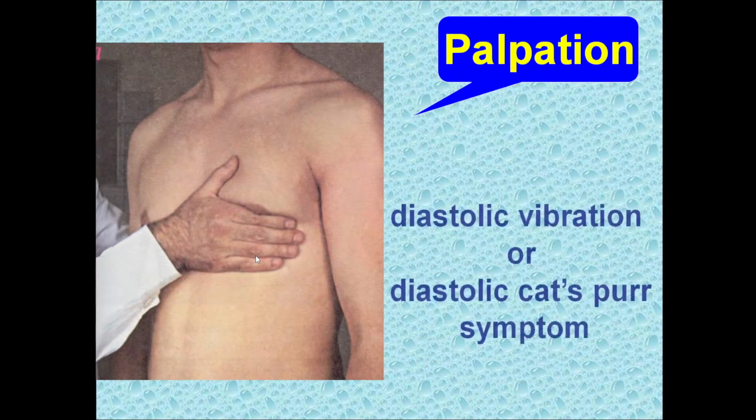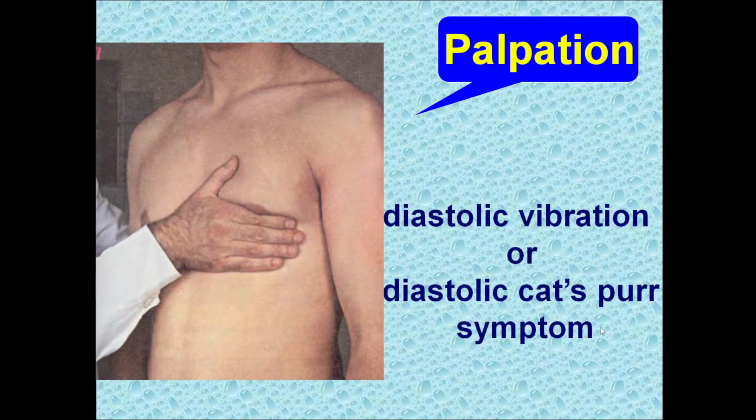On palpation, we can palpate a specific diastolic vibration, or the diastolic cat purring symptom, which is felt over the heart apex. We put the palm on the area of the heart apex and can feel vibration during the diastolic period, which is more intensive with more compensated activity of the left atrium, because when it pushes blood through the narrow orifice, the blood stream pushes on the heart and we feel its vibration.